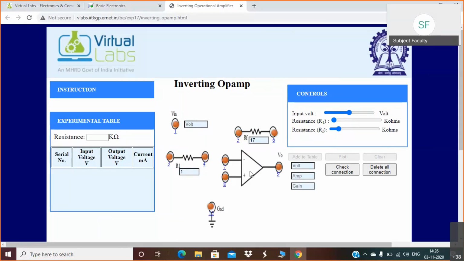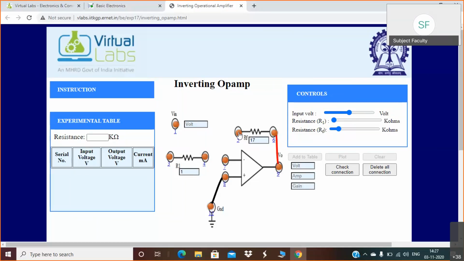Since it is an inverting op-amp, you just select this point, and one wire will appear automatically, and I am connecting it to the ground. Since it is inverting, the non-inverting terminal will be grounded. Now this is the feedback resistor, so we know it will be connected to the output. I'm just clicking on that particular pin and one wire will appear. So you can observe it is very easy.